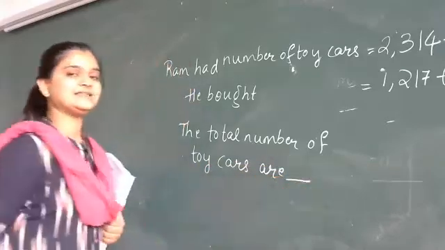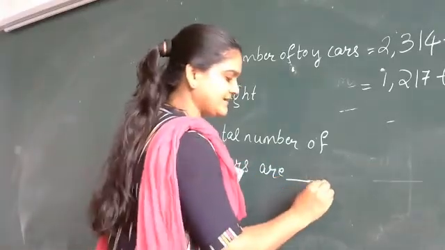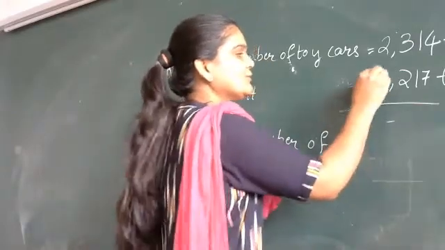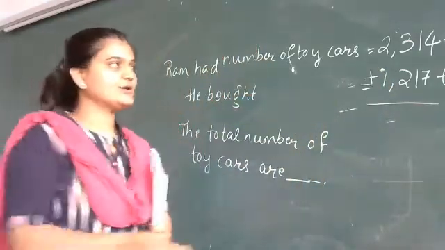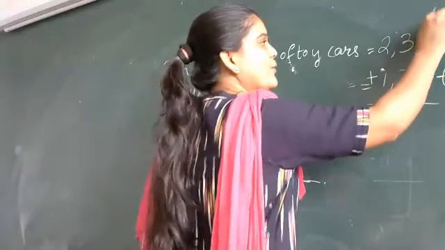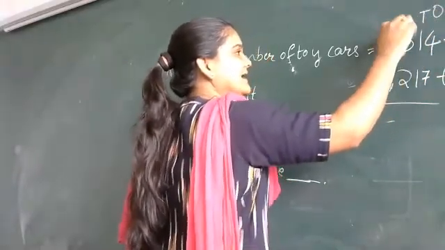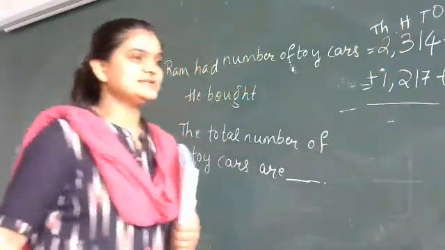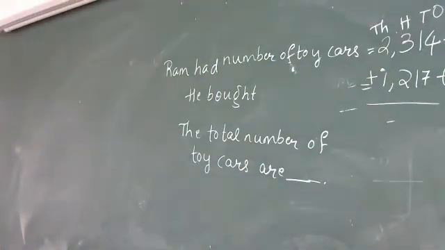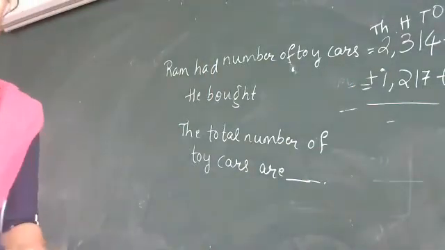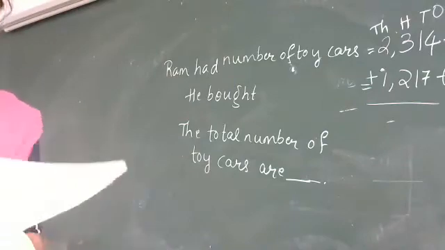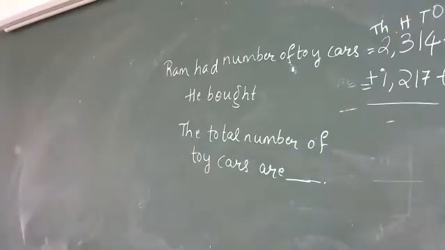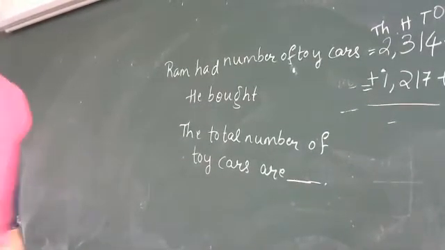The total number of toy cars are, we will find the sum now. Children, just see. What will you do? You will do the addition. So you have here ones, tens, hundreds and thousands. Children, do the addition. 4 ones plus 7 ones. How many ones? 11. Yes, it is 11.